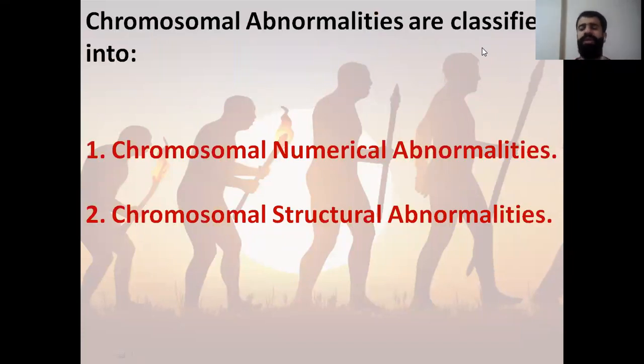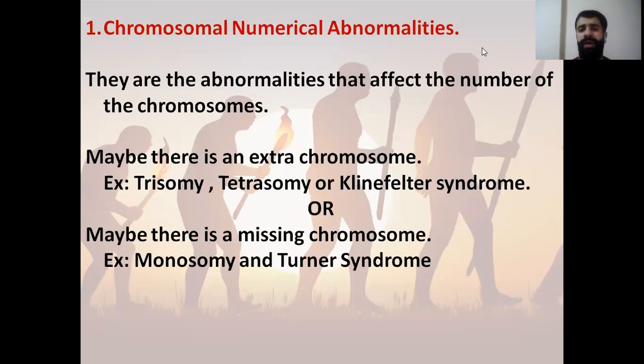So chromosomal abnormalities, we said, are classified under two criteria. Chromosomal numerical abnormality is an abnormality that affects the number of the chromosomes. Either we have an additional chromosome or we have a missing chromosome. Today we're going to continue with these chromosomal numerical abnormalities, and also talk about the structural abnormalities that affect the structure.